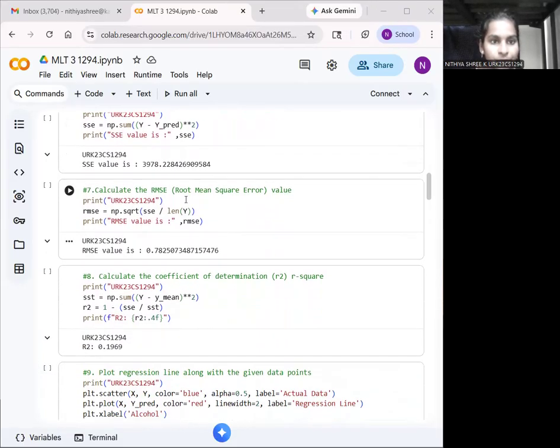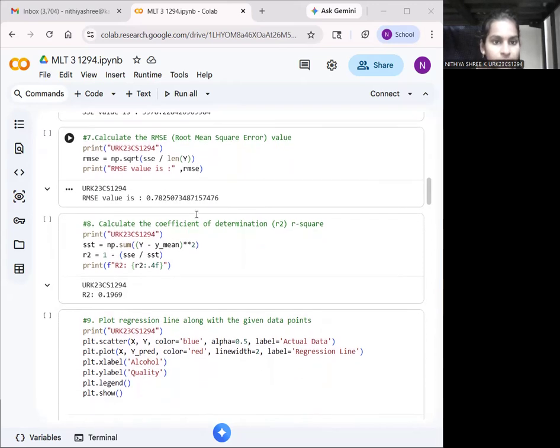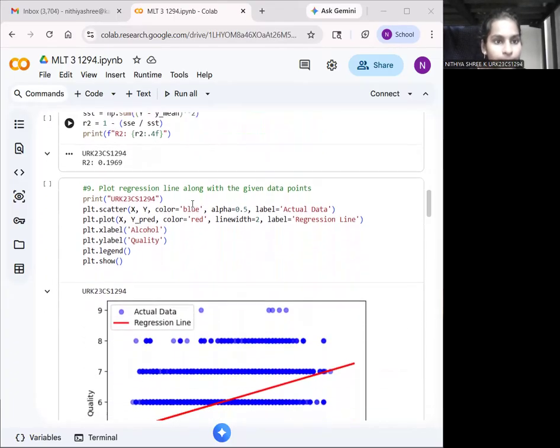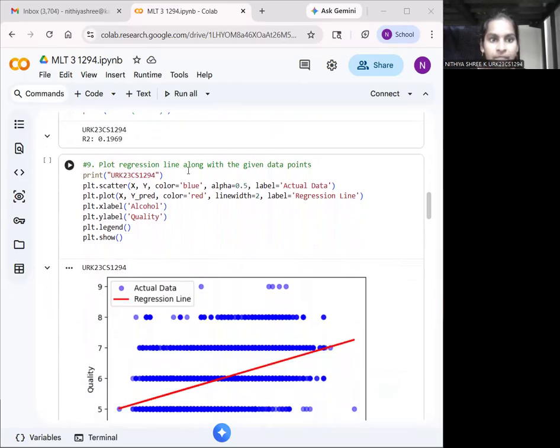To calculate the root mean square error, there is a formula: np.sqrt of SSE by length of y. To calculate the R square, np.sum of (y minus y mean) squared. And then plot the regression line along with the given data points.